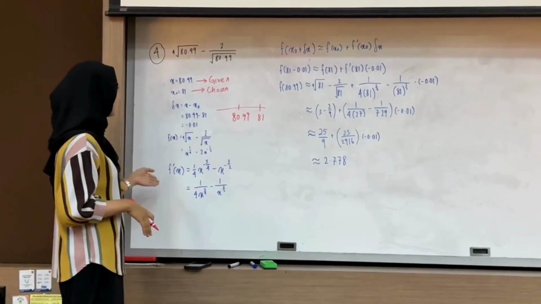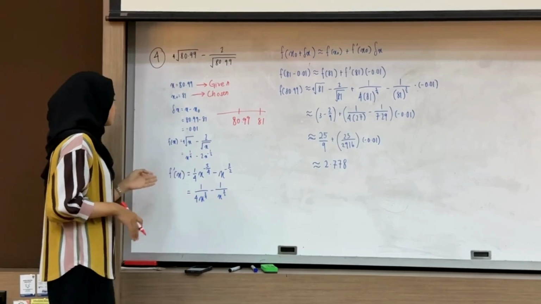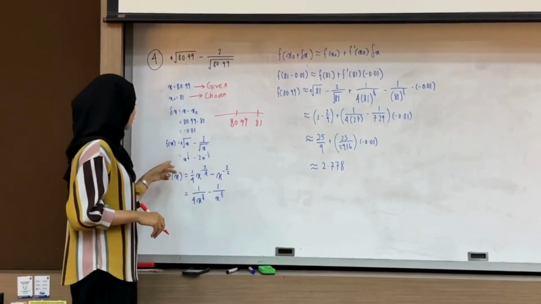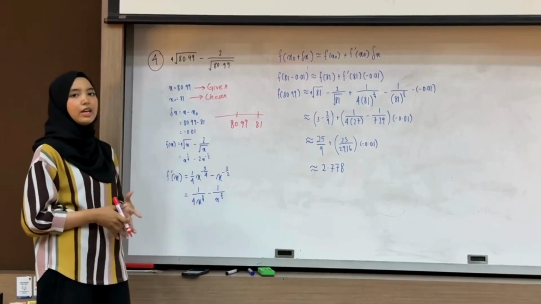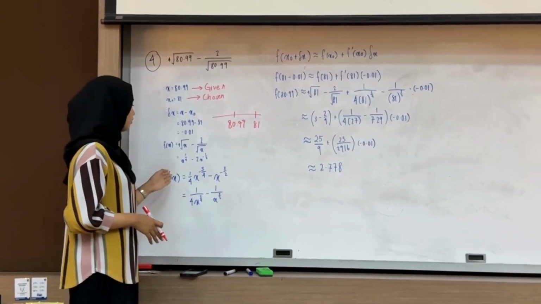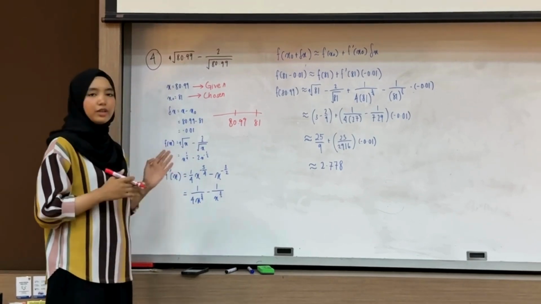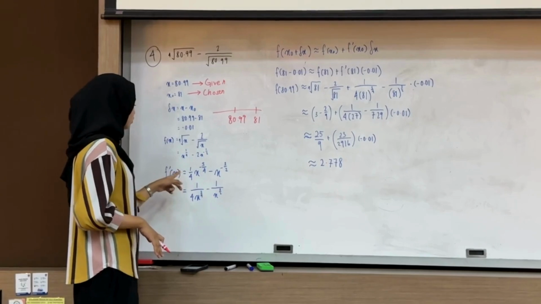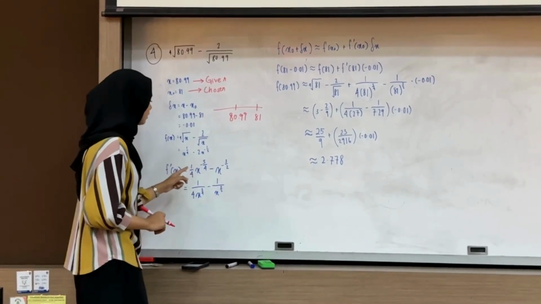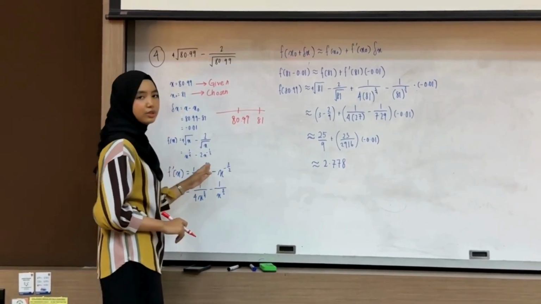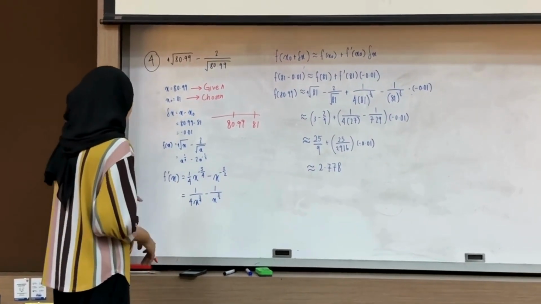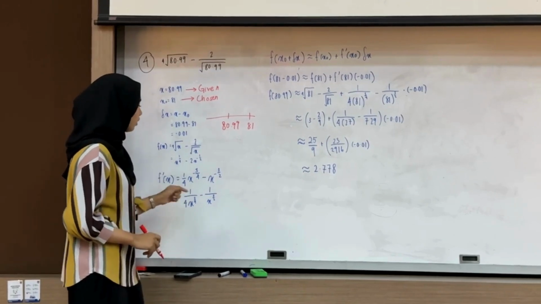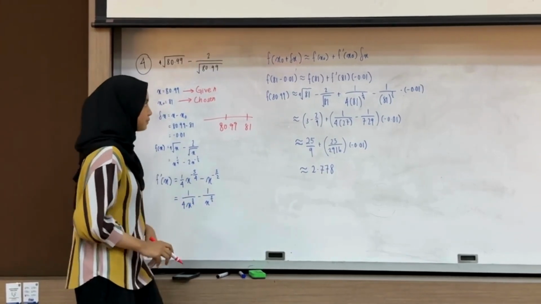Now we are going to differentiate the equation. So 4th root of x minus 2 over square root of x, and we are going to simplify it. It will become x to the power of 1 over 4 minus 2x to the power of negative 1 over 2. So right now f prime x equals 1 over 4 x to the power of negative 3 over 4 minus x to the power of negative 3 over 2, and it will become 1 over 4 x to the power of 3 over 4 minus 1 over x to the power of 3 over 2.